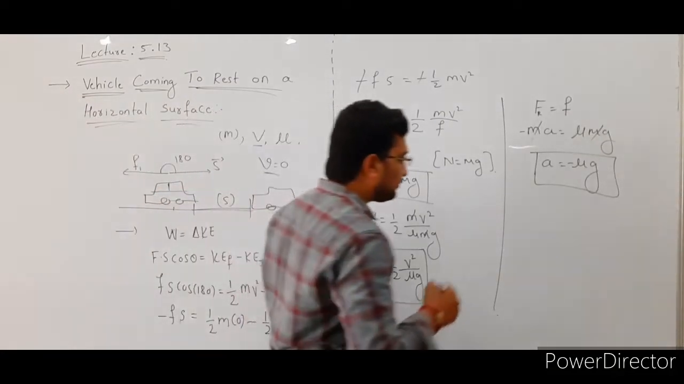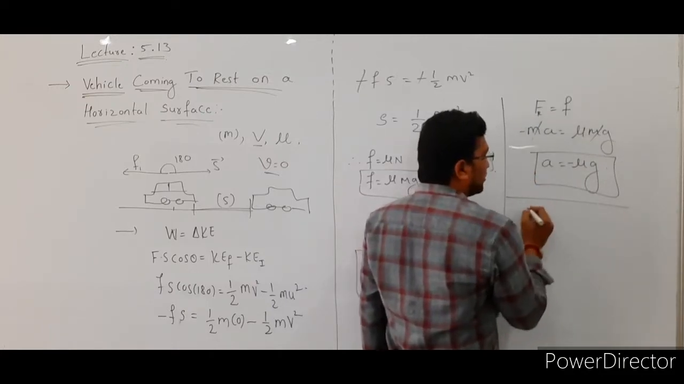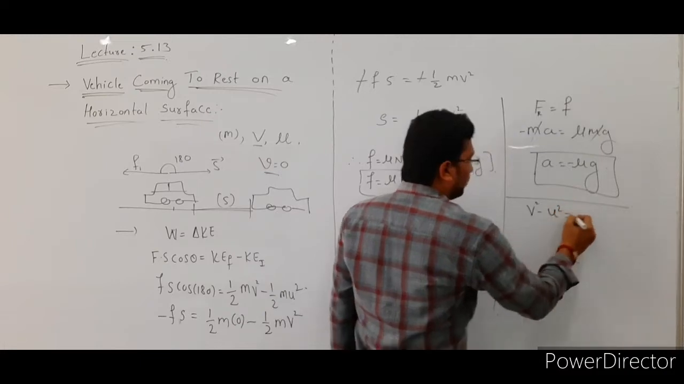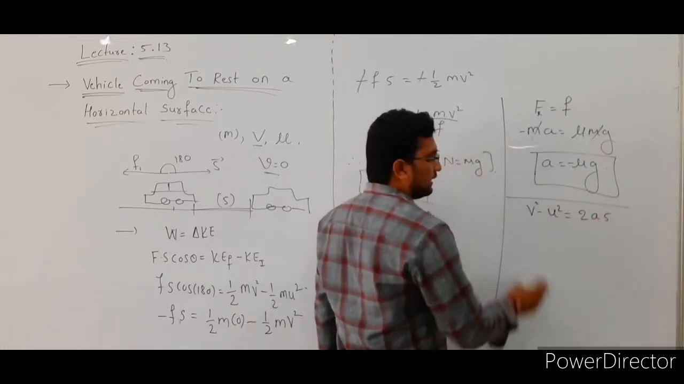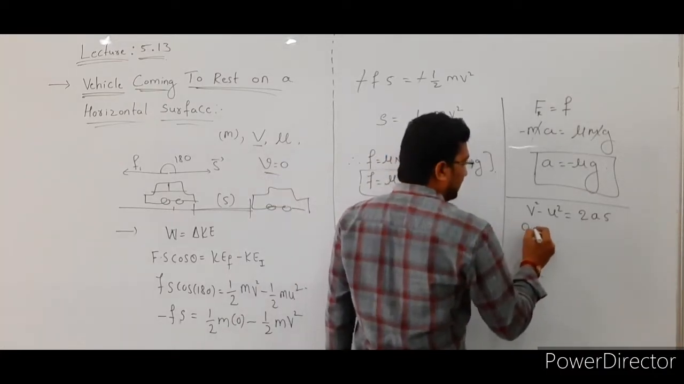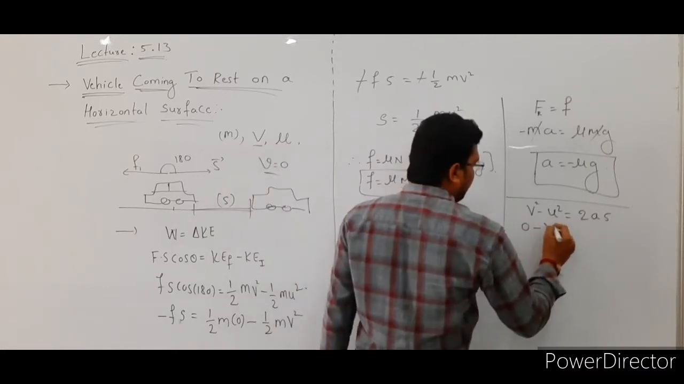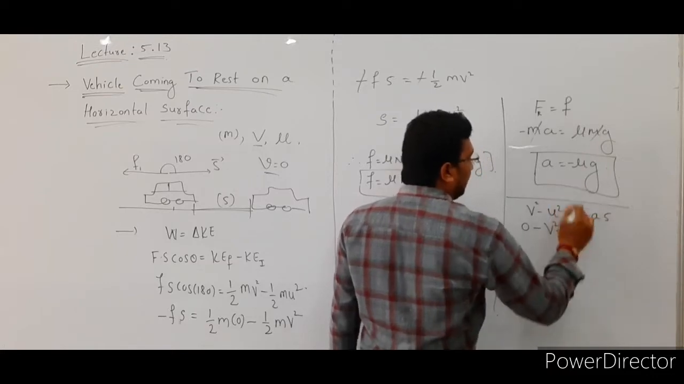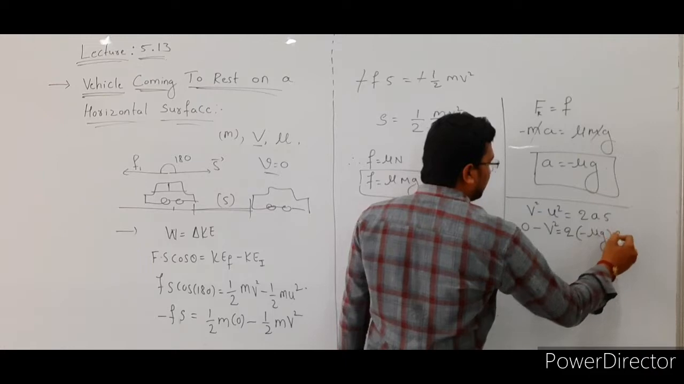Okay, next we are going to find out the stopping distance. We are using the equation of motion, v square minus u square is equal to 2as. Here the final velocity of this body is 0, minus the initial velocity of this body, which is v, so v square is equal to 2, and here the acceleration is minus. So this is minus mu into g into s, right?